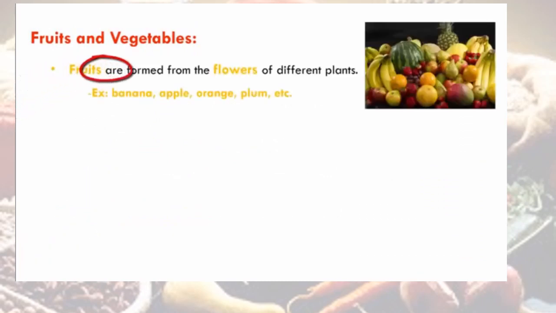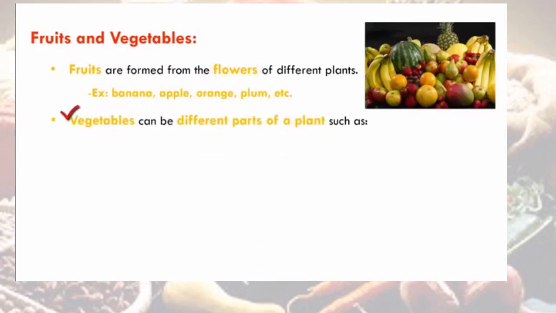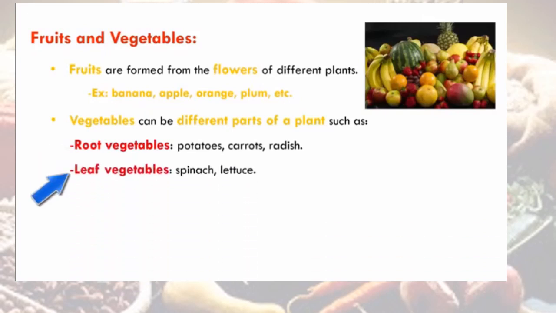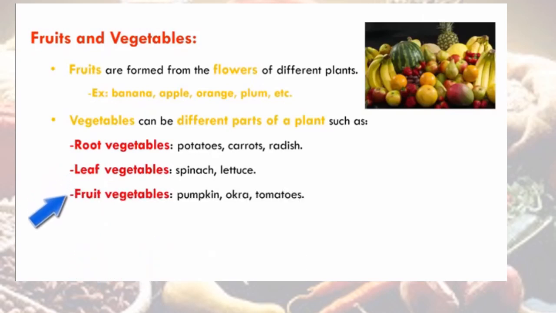The next type of foods obtained from plants are fruits and vegetables. Fruits are formed from the flowers of different plants. For example, banana, apple, orange, plum, etc. Vegetables can be obtained from different parts of a plant, such as root vegetables. For example, potato, carrots, radish. There are leaf vegetables, which are spinach and lettuce. The third one is fruit vegetables, where there is pumpkin, okra, tomatoes.